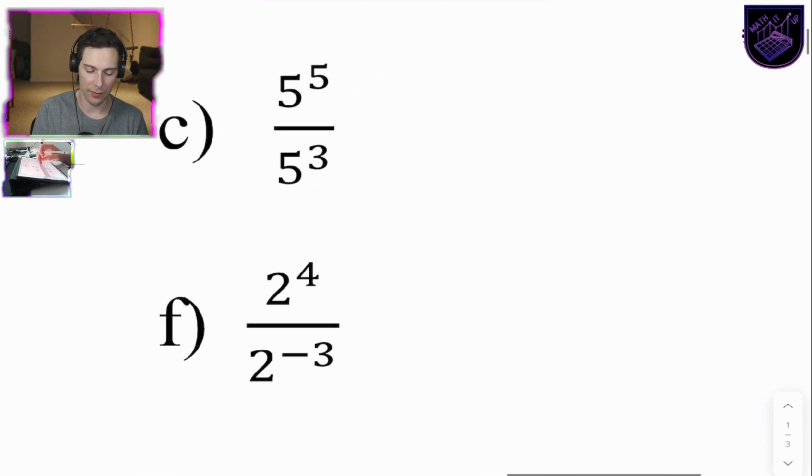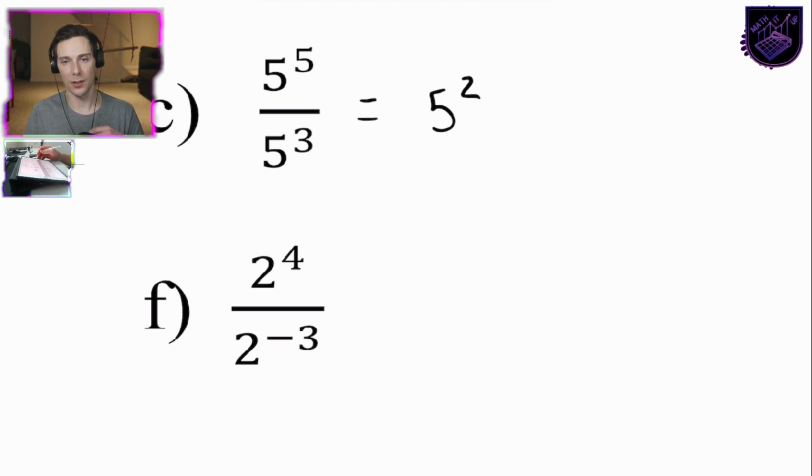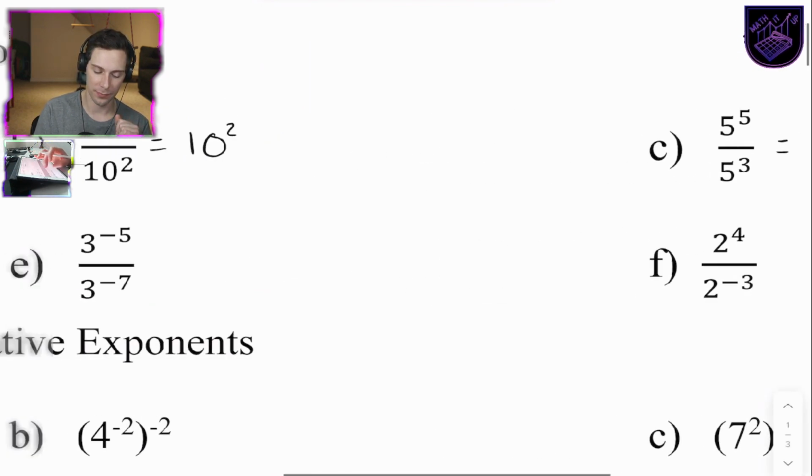And C, 5 to the 5 divided by 5 to the 3. This is going to be equal to 5 to the power of 2. 5 minus 3 is 2, remaining. 5 squared is our answer.